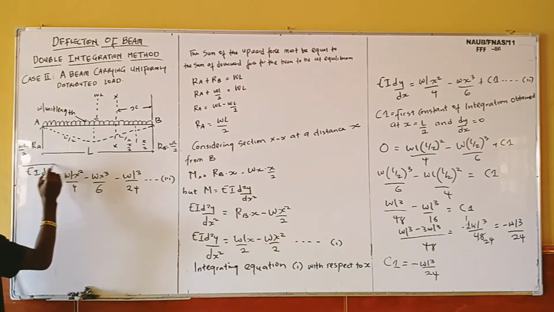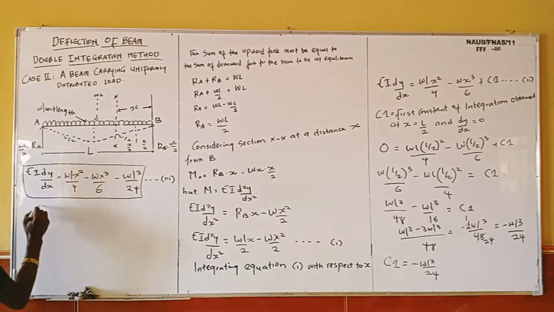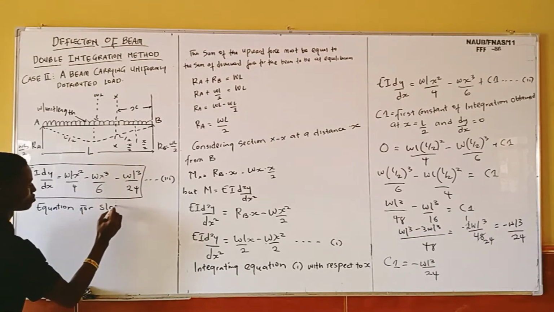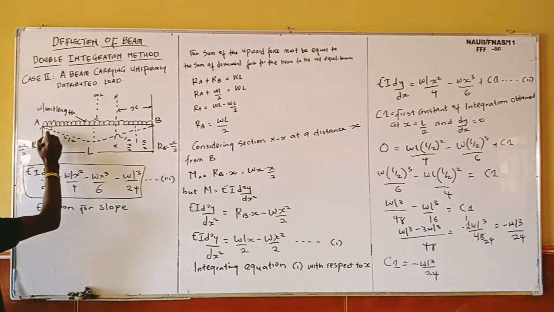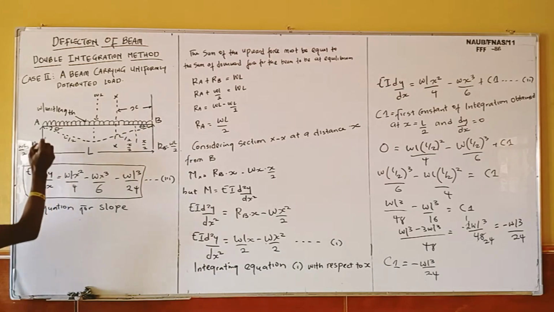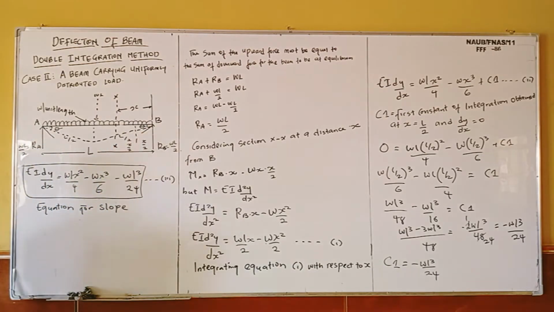And this equation is the equation for slope. So now, as you can see, maximum slope can occur at this point. Maximum slope will only occur at points A and B. This is where we are going to have our maximum slope in this view.